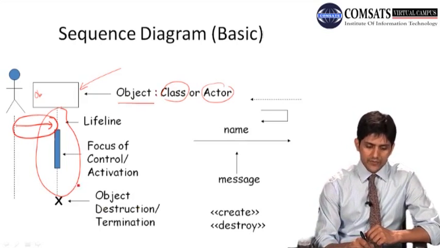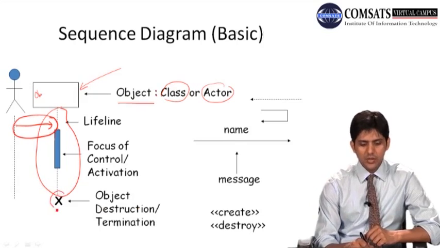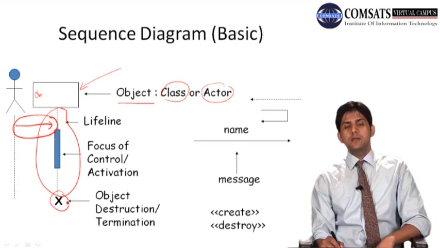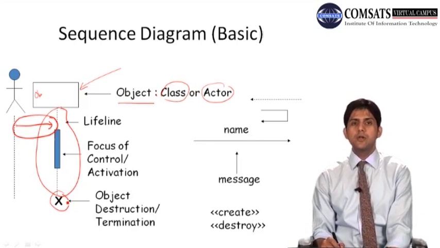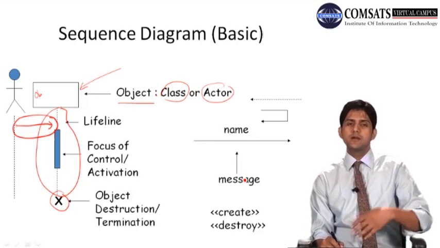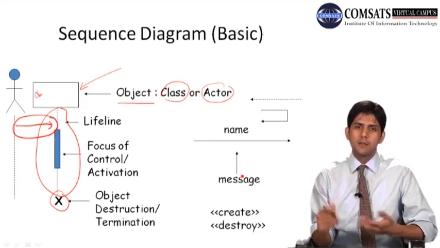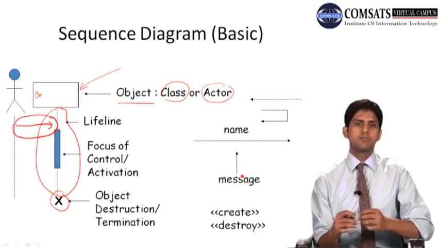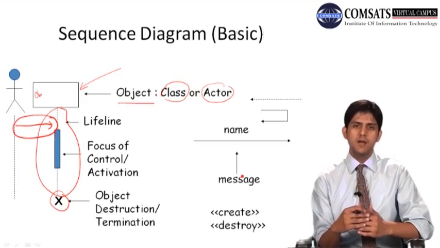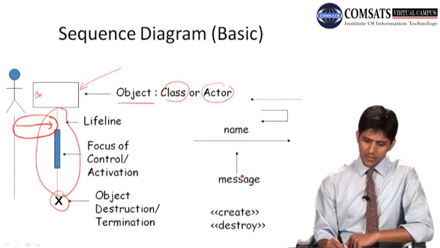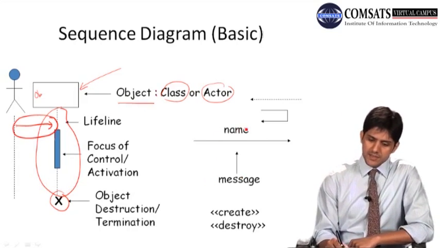So we can do destruction, which is normally represented by a cross. In the first scenario, where you draw all the objects at the beginning and you want them to be there till the scenario ends, we normally do not have this cross at the end. But you can have it when the scenario shows that at this time the lifetime of this instance of the class has ended.